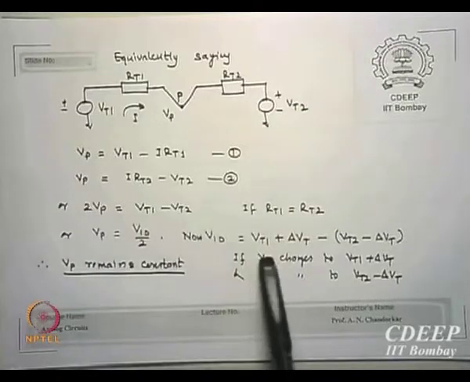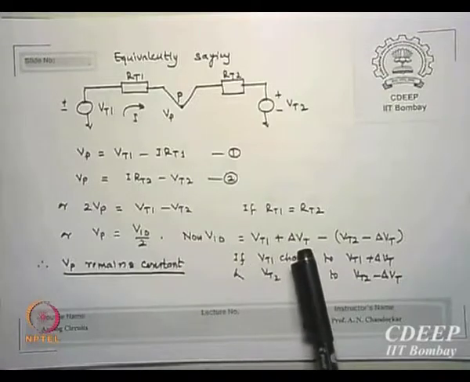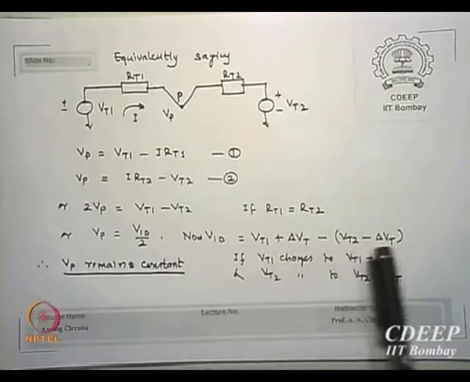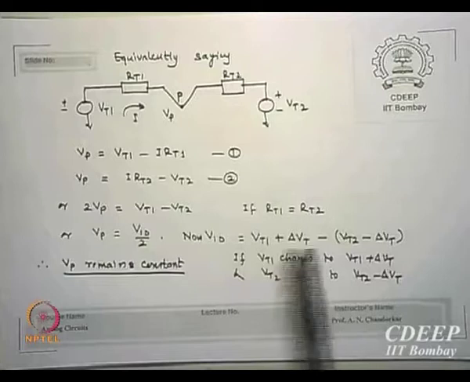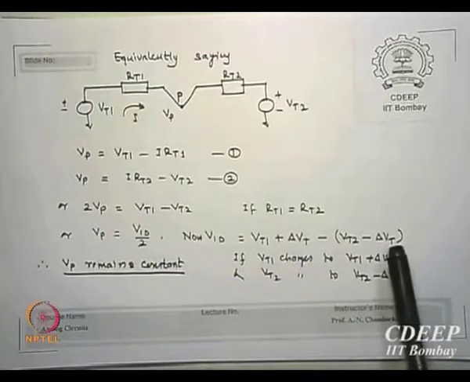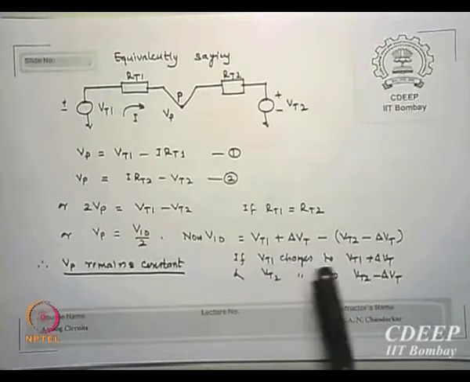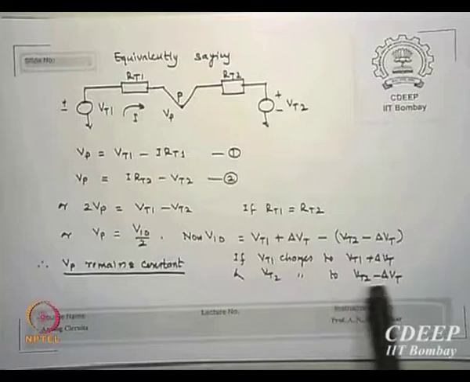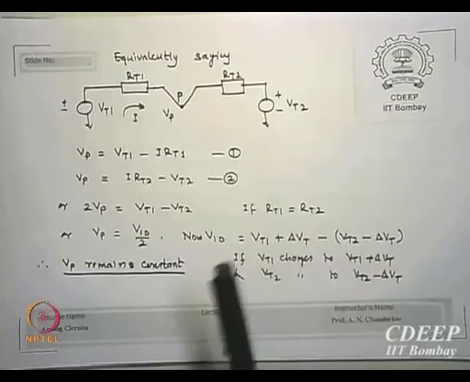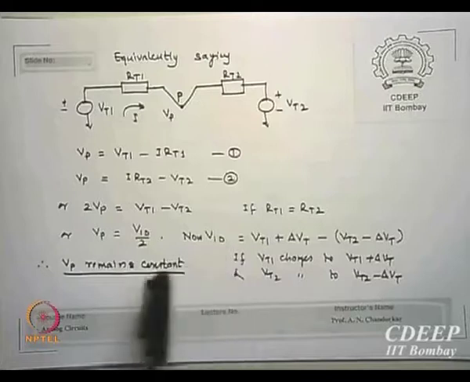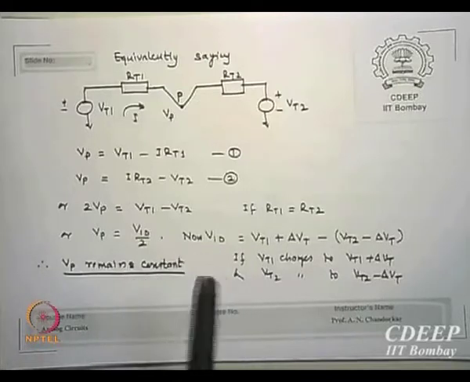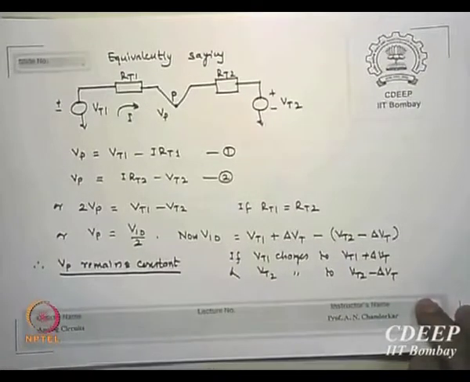Now you can see from here what did I do? Vt1 plus delta Vt, minus Vt2 minus delta Vt. One went up, one went down. The first Vn1 increases by delta Vt, the other one decreases by delta Vt. The difference between the two: Vt1 changes to Vt1 plus delta Vt, Vt2 changes to Vt2 minus delta Vt, so Vt1 minus Vt2 will remain the same. So what is the point I am trying to say?